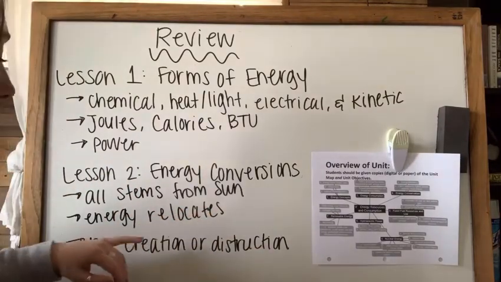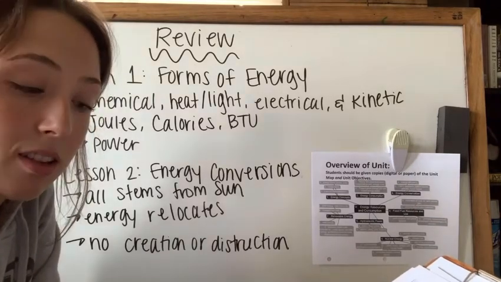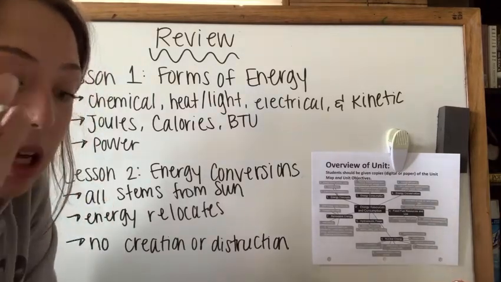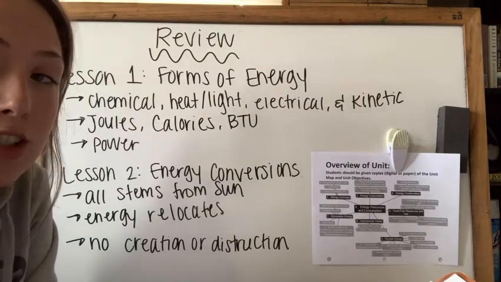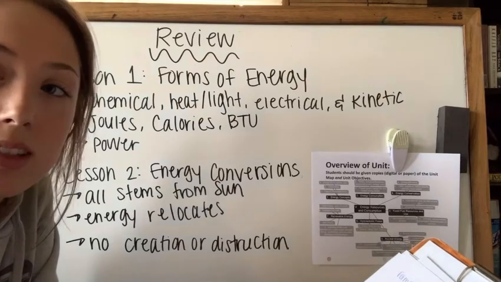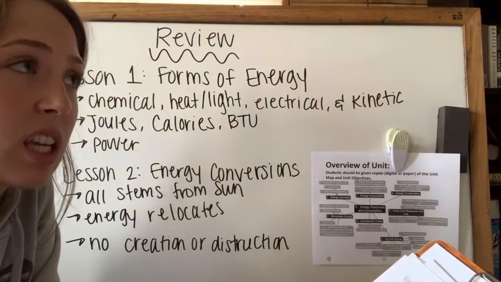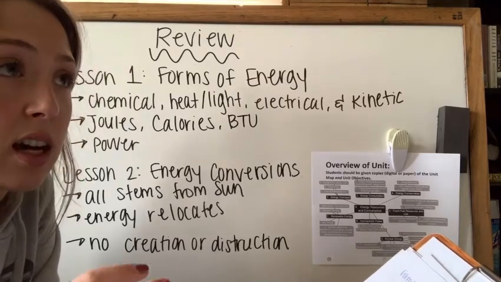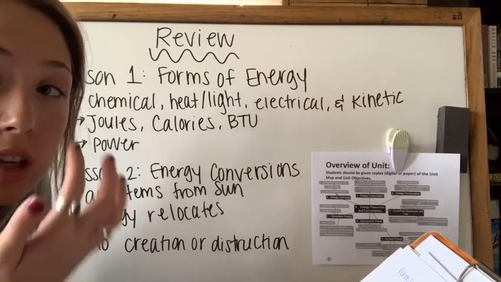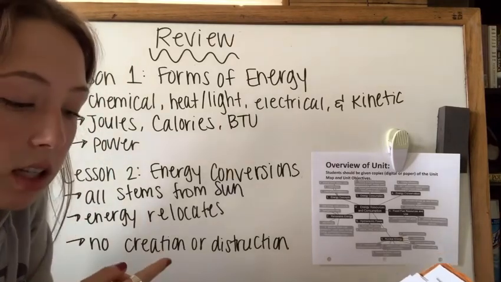So we saw energy relocate whenever the chemical energy in the banana that was eaten by the monkey was relocated as mechanical energy for the monkey to use, like in its muscles, jumping through the air. And again, the thermal energy that the monkey gives off is released into the air around it. So again, if you need to go back and review that, that is still on Classroom.